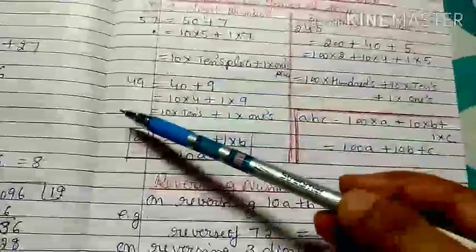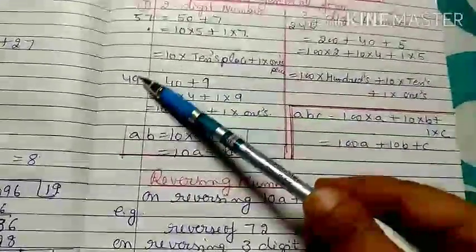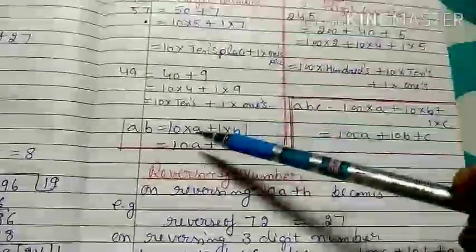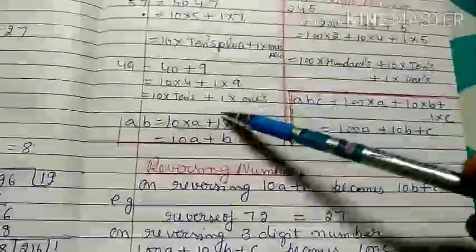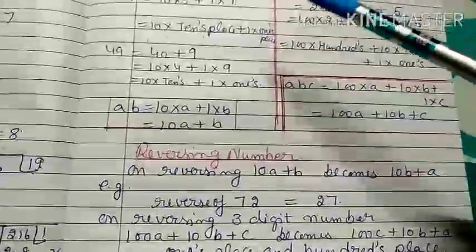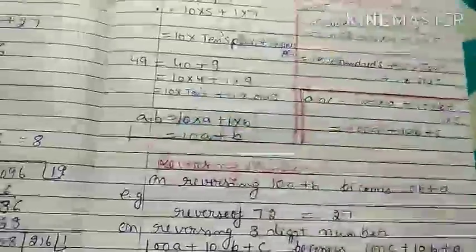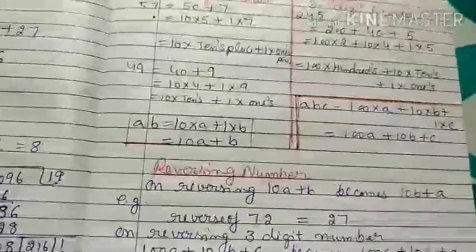Again, if I have a number 49, so I write 40 plus 9, 10 into 4 plus 1 into 9. 10 into the tens place digit and 1 into the 1 place digit, multiplying with the position.